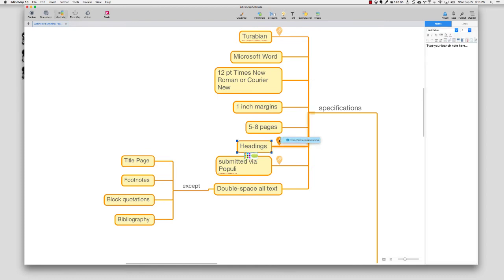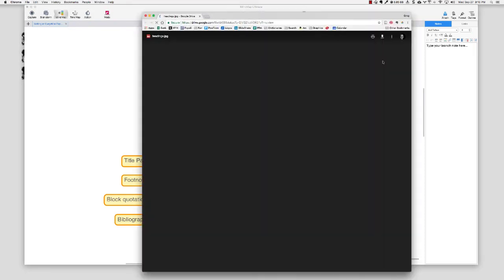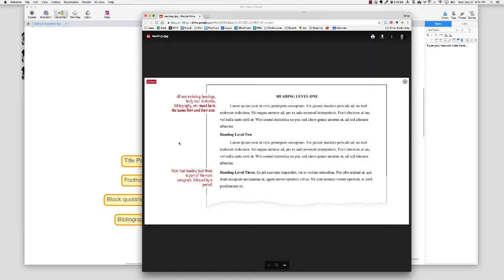And let me show you something here. This is the heading style that I want. Your first level headings will be centered, bold. Never ever use underline.